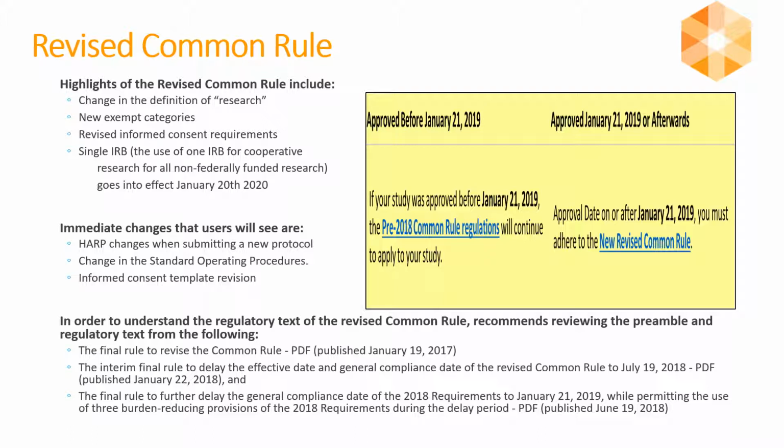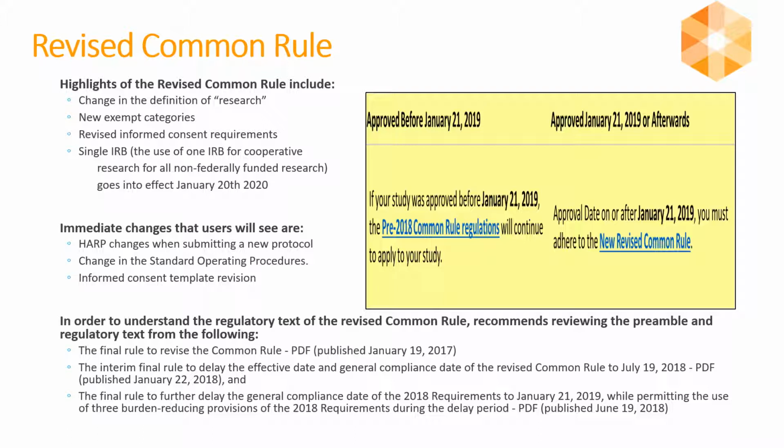So the major changes that you'll see within the revised Common Rule include changes in the definitions of research as well as human subject, new exempt categories, revised informed consent requirements, and then IRB changes in review. So what you'll probably see when you're at sites doing your audits or facilities is new methods of submitting a protocol. You'll most likely see changes in standard operating procedures and most definitely see changes in the informed consent template revision.